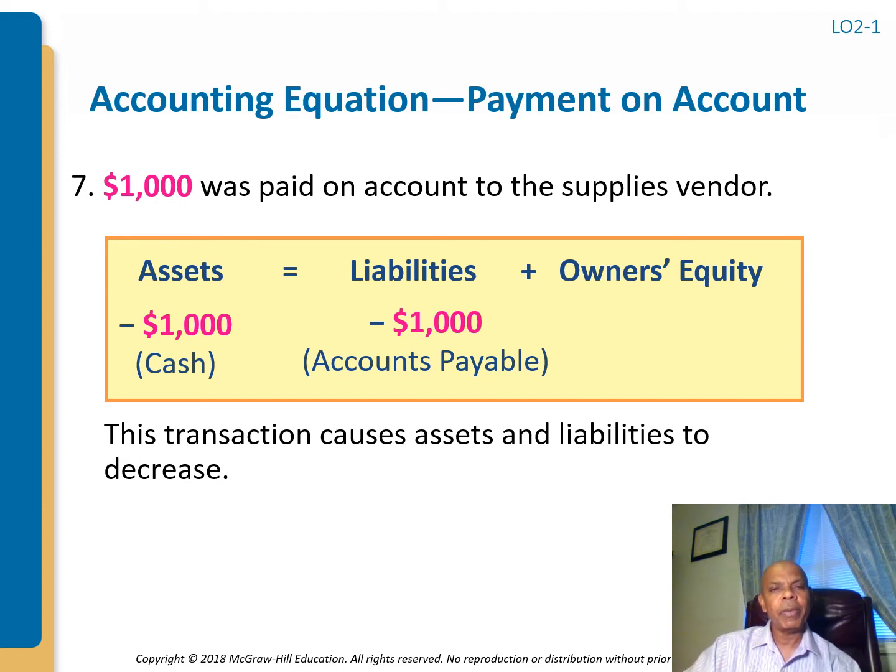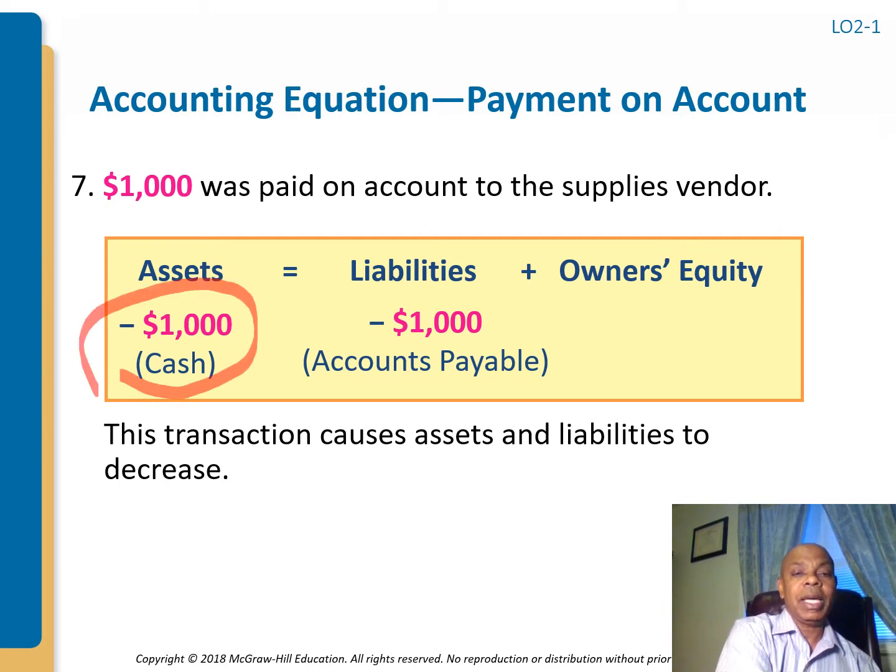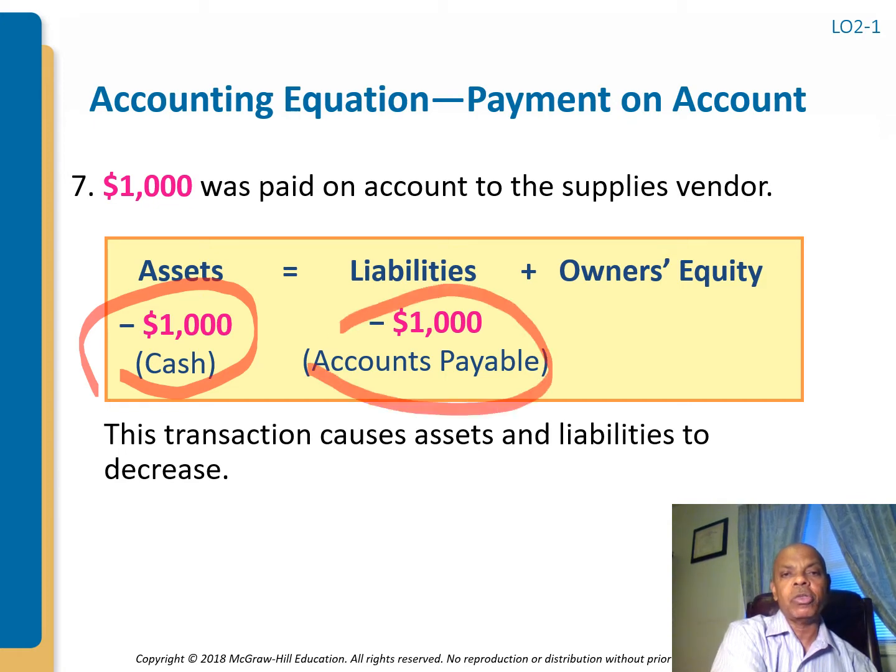Now, what's going to happen? You're going to pay for those supplies. Assets are going to decrease, whatever the amount, $1,000. Cash paying 1,000, cash reduces by that amount, and accounts payable also reduces by the same amount. Okay. Now we have a $9,000 balance. Remember, we purchased $10,000 worth of supplies. Now we have $9,000 after we pay $1,000.